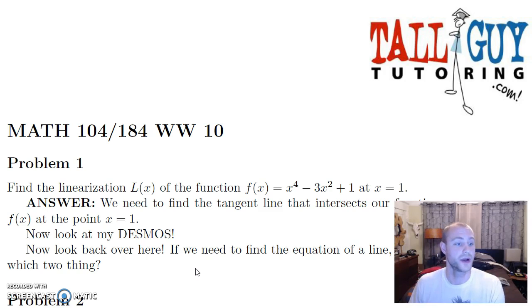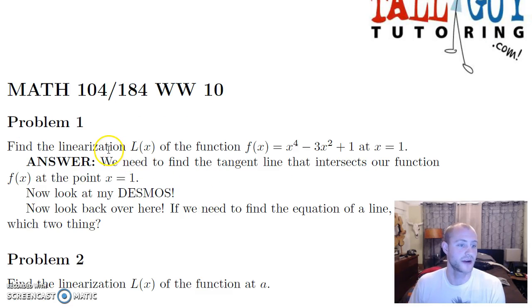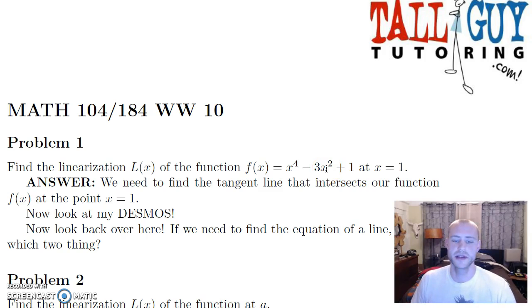What a mouthful, I know, right? So in this first problem, we have to find the linearization L(x) of the function f at x equals a given value. Okay, so what does that mean? What is the linearization? That's what we need to know. This happens in about five questions, so I'm going to be repeating myself. If you watch the other questions, whatever, it's important.